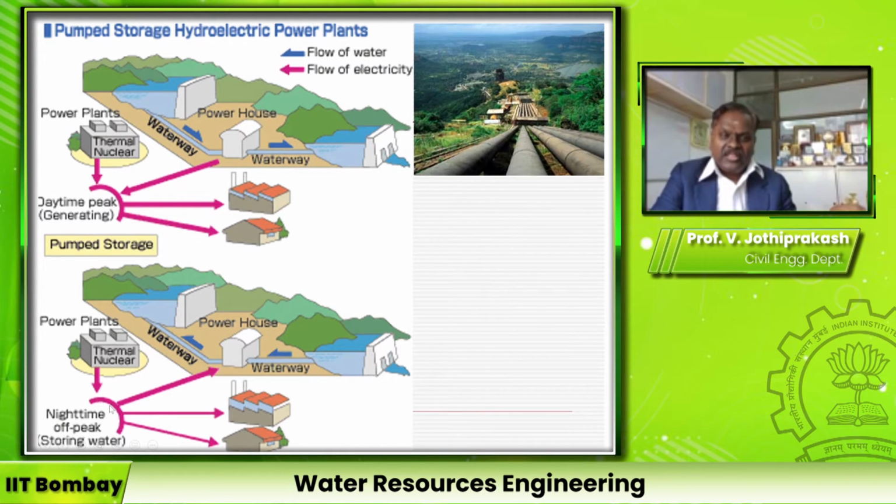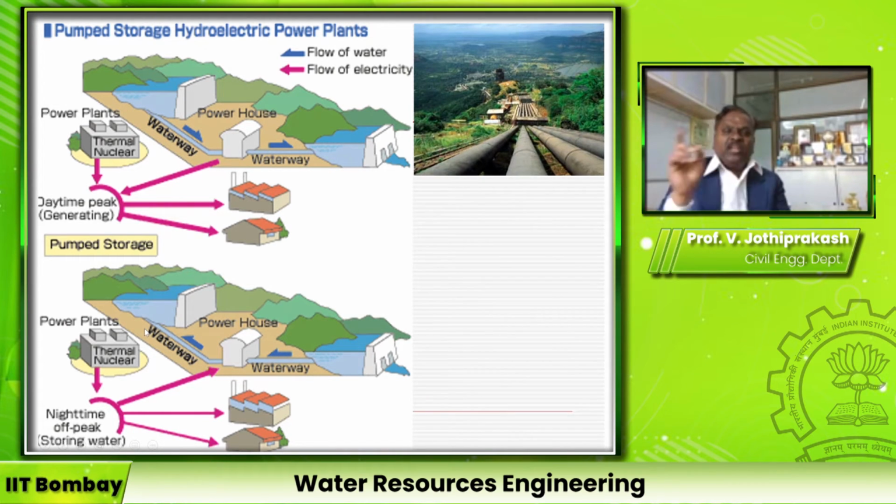Then at that point, you use the additional power from the thermal power plant to pump the water from the low level reservoir to the high level reservoir. You can see the arrow mark. During peak power requirement, water is led from the high level reservoir to the low level through the powerhouse producing electricity. During the lean period, when the power demand is less, the same powerhouse pumps the water from the low level reservoir to the high level reservoir.